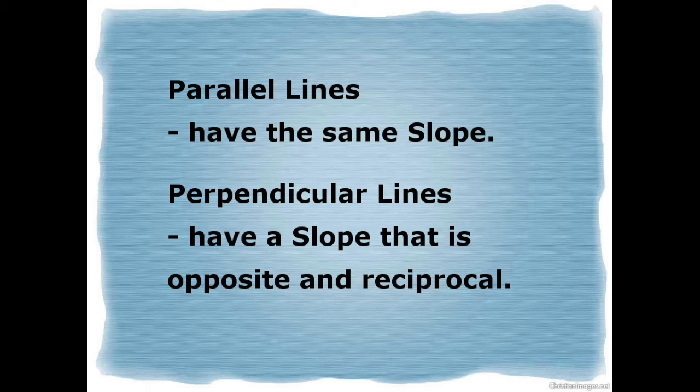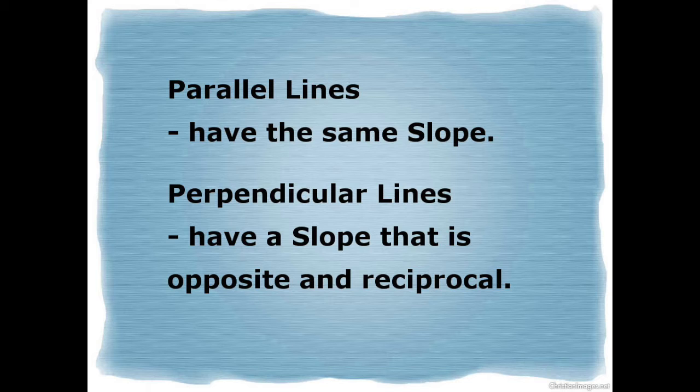So if it's a positive slope, it's going to be a negative slope. If it's a negative slope, it's going to be negative, negative, which is a positive. And reciprocal means that if it's a slope of 1/2, it's going to be 2. That is, you flip the fraction upside down. So that'd be 2/1, which is 2. But again, I said it was opposite. So if it's positive 1/2, it will be negative 2.